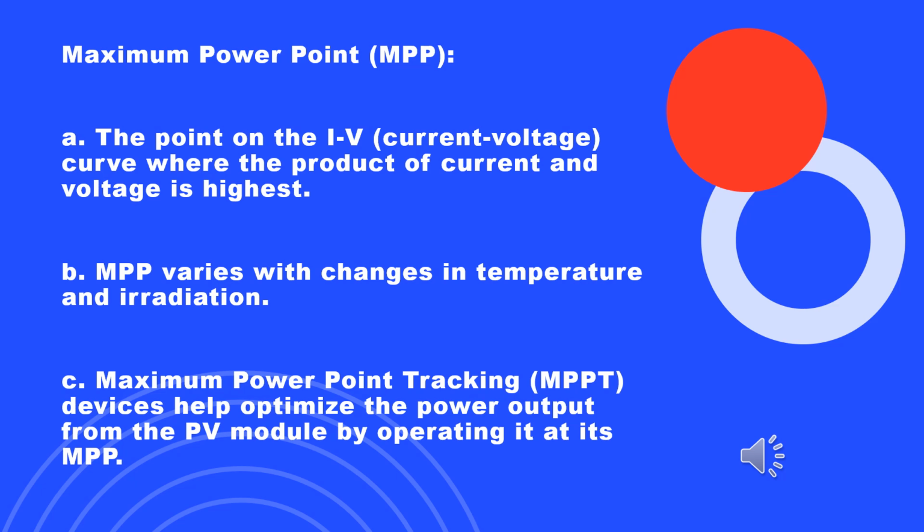Maximum power point, MPP. The point on the IV, that is the current voltage curve, where the product of the current and voltage is the highest. That's the maximum power point. MPP varies with change in temperature and irradiation. Maximum power point tracking, MPPT, devices help optimize the power output from the PV module by operating it at its MPP.